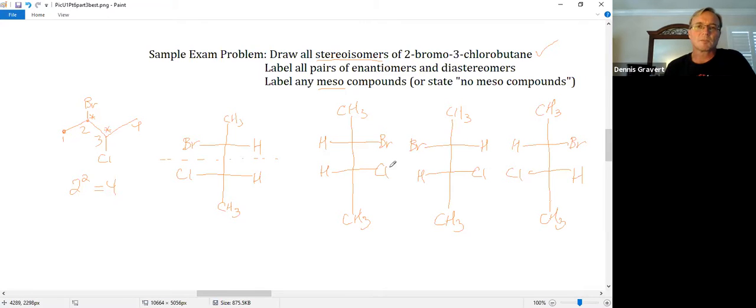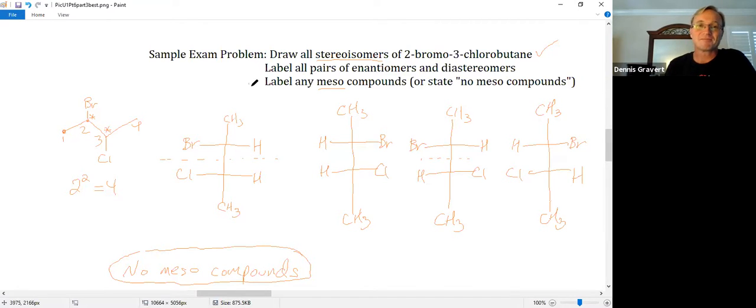Same is true here. Bromine and chlorine don't match. And this is even more of a mismatch. A bromine and a hydrogen and chlorine. If I try and cut it this way, nope. There are no mesos. There really are 4 stereoisomers this time. We hit the maximum. There are 4 different molecules of 2-bromo, 3-chlorobutane.